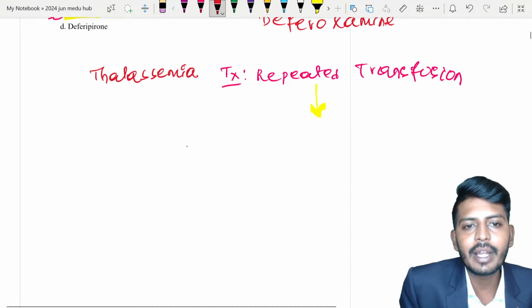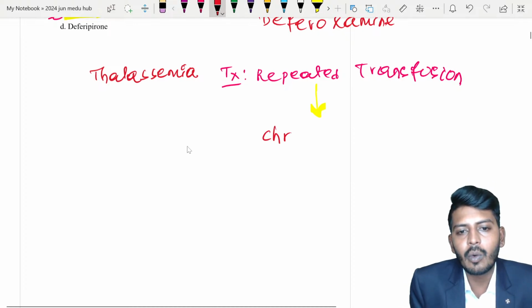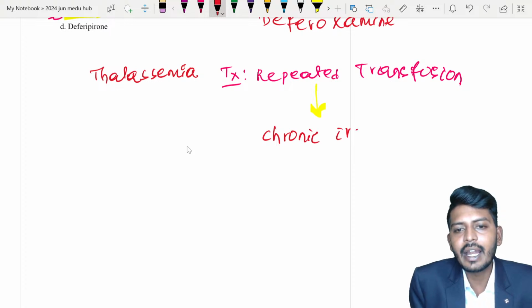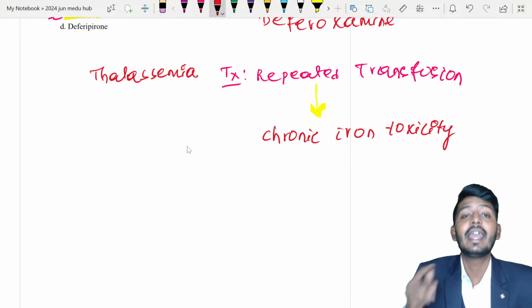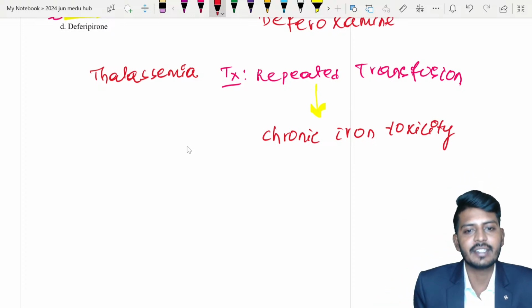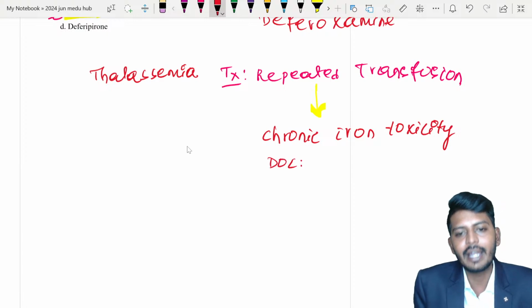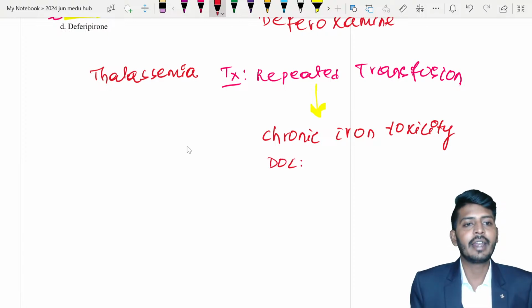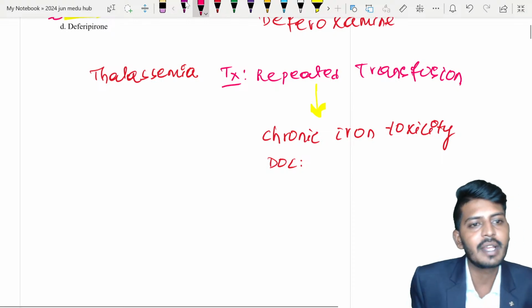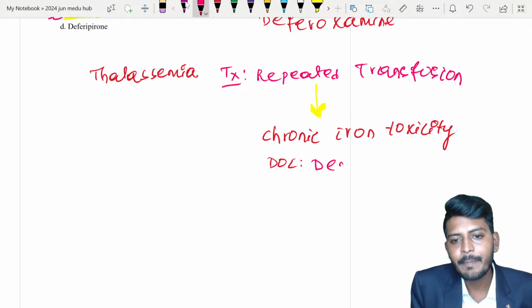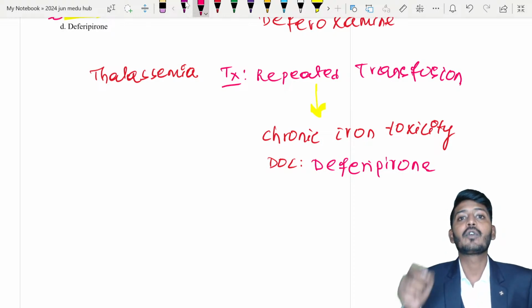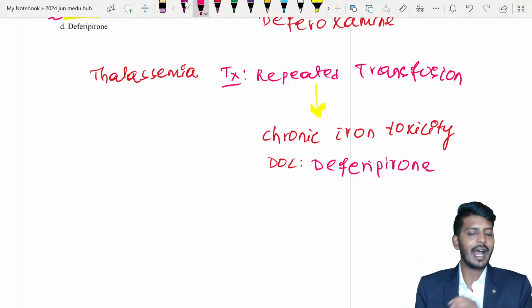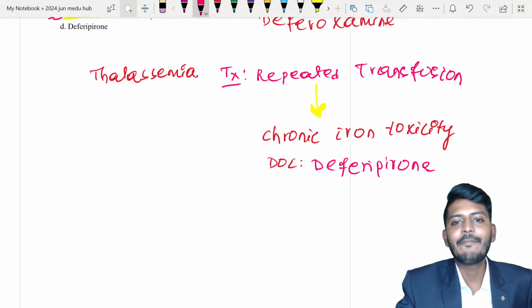Very important aspect: it will lead to chronic iron overload, chronic iron toxicity. If the child has chronic iron toxicity, then the drug of choice, my dear students, changes totally. The drug we are going to use is the last option, deferiprone. Deferiprone is used for the treatment of chronic iron overload, and for acute overload, what is the treatment?